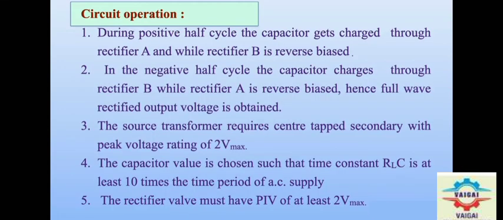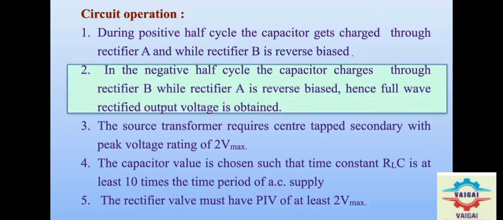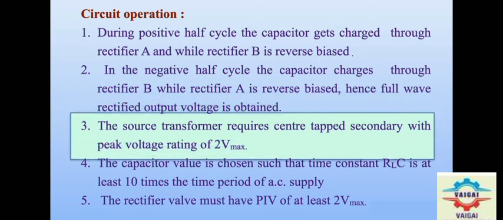Let us see the circuit operation of the full wave rectifier. During the positive half cycle, the capacitor gets charged through rectifier A, while rectifier B is reverse biased. In the negative half cycle, the capacitor charges through rectifier B while rectifier A is reverse biased. Hence, full wave rectifier output voltage is obtained.